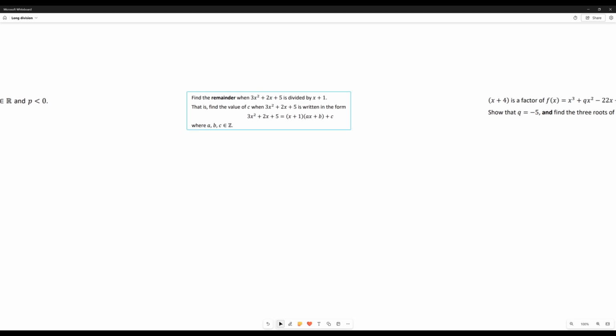Okay, find the remainder when 3x squared plus 2x plus 5 is divided by x plus 1. This is the one I was telling you about earlier, where it was the only question I've ever seen in the Leaving Cert or the Junior Cert where you had to do long division and you got a remainder.